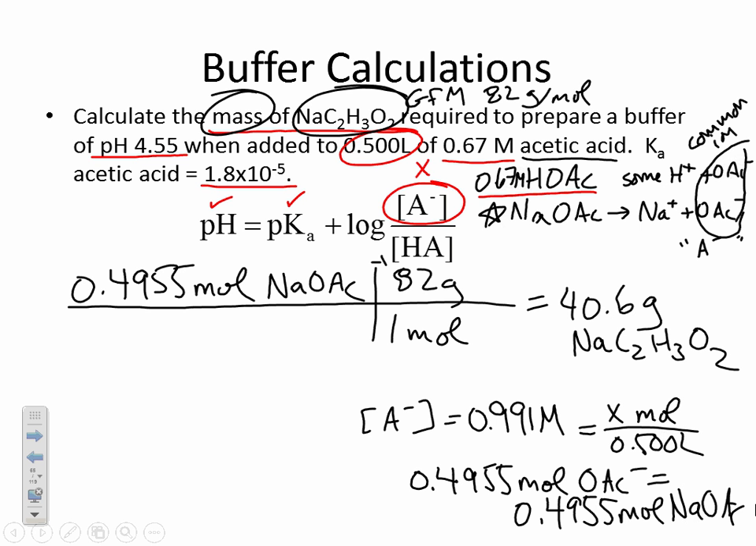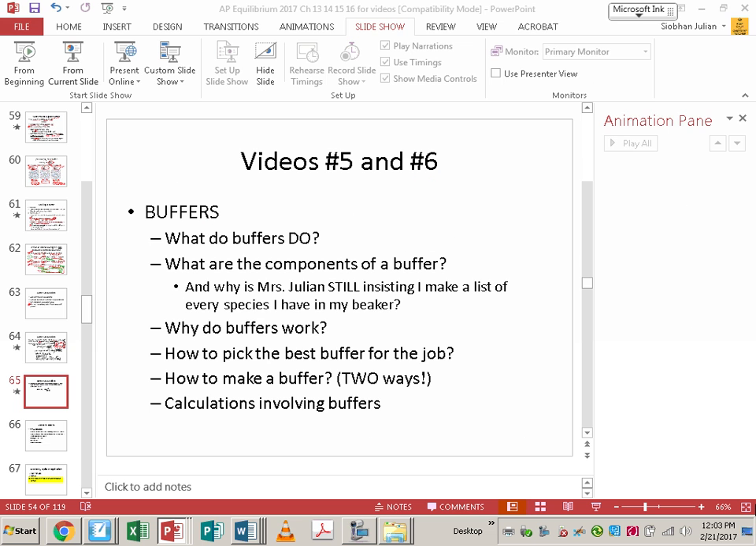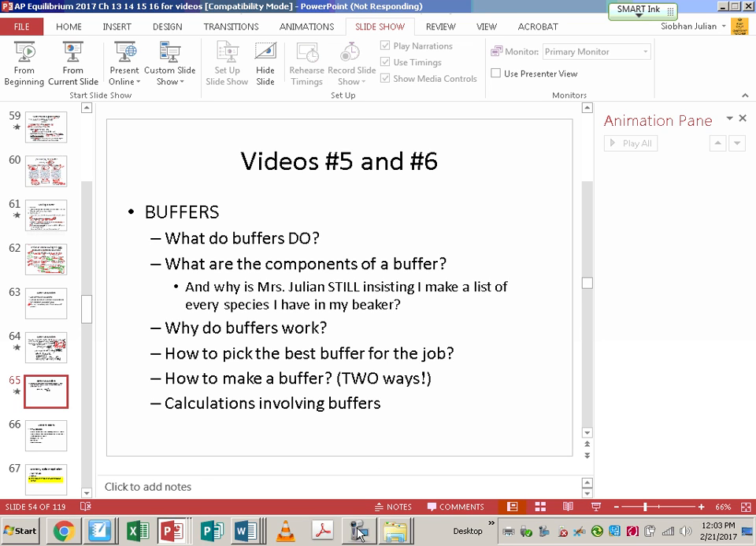So tomorrow, in our buffer problem set, you're going to be seeing all types of buffer problems, some involving calculations, some not. Make sure you feel confident in recognizing a buffer.